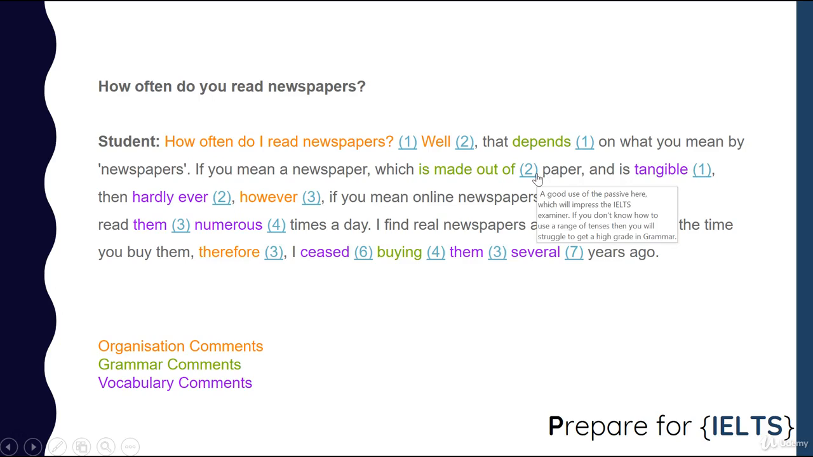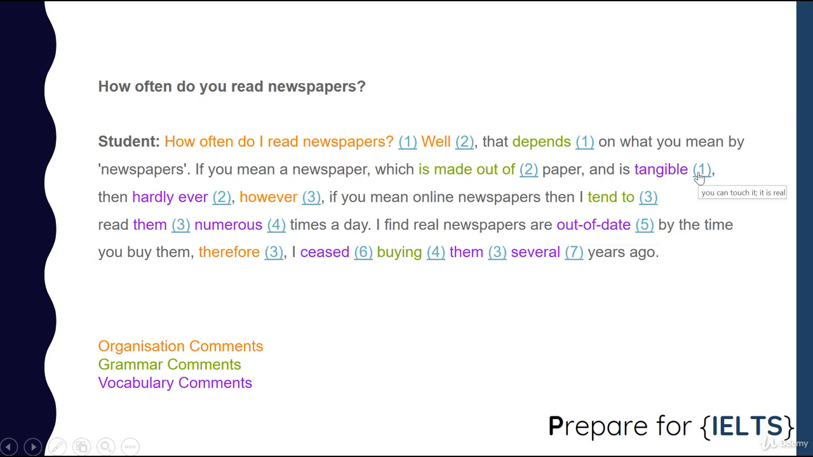Is made out of. You must use a range of vocabulary in IELTS speaking, and so you need to be able to use passives. Here is a good example of the passive. If you do not know how to use passives, then I strongly recommend that you study grammar before doing this test.